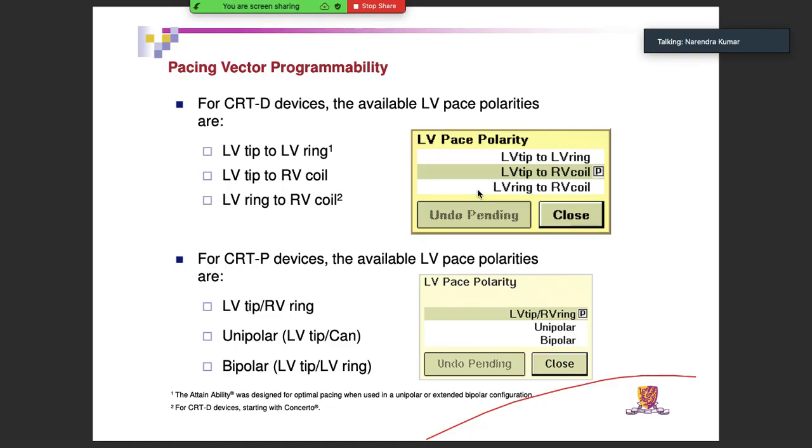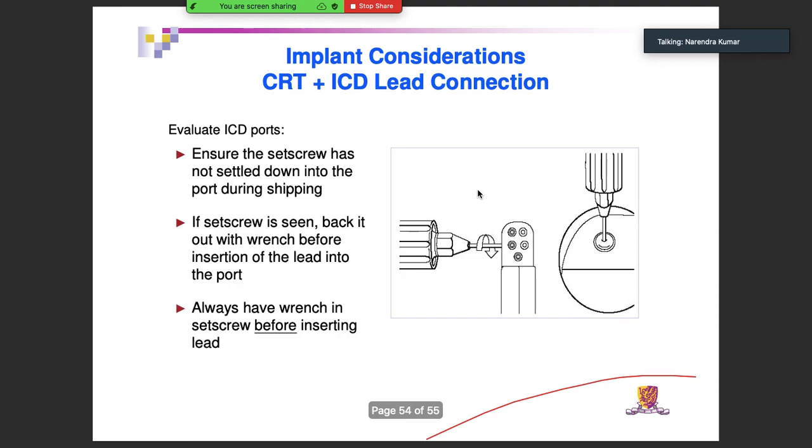You also try to see the pacing vector programmability, in the sense, for example, for the CRT devices, the available LV pace polarity. So for example, LV tip to LV ring, or LV tip to RV coil, or LV ring to the RV coil. These are very, very important things. Similarly, also look at the LV pace polarity, which can be LV tip to the RV ring, and it can be unipolar or bipolar options as well.